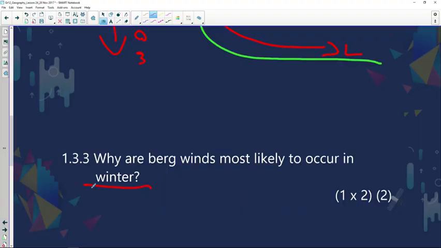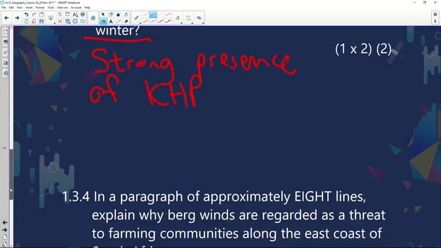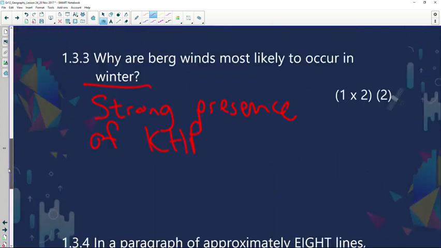Now, why are bergwinds most likely to occur in winter? Mainly because of the strong presence of the Kalahari high pressure system. During summer, because of warm conditions, the subsidence is not that strong.